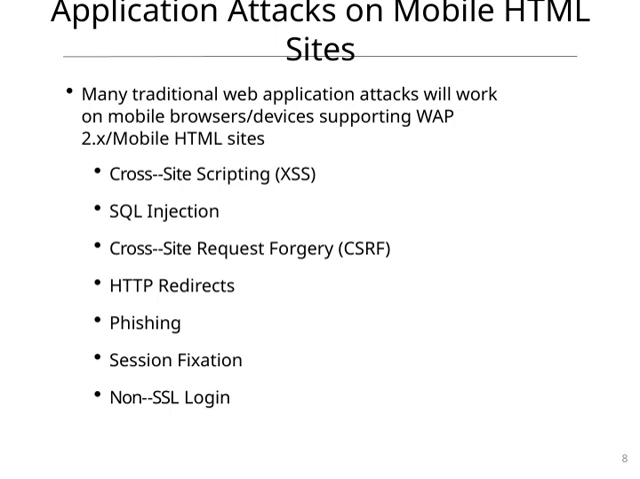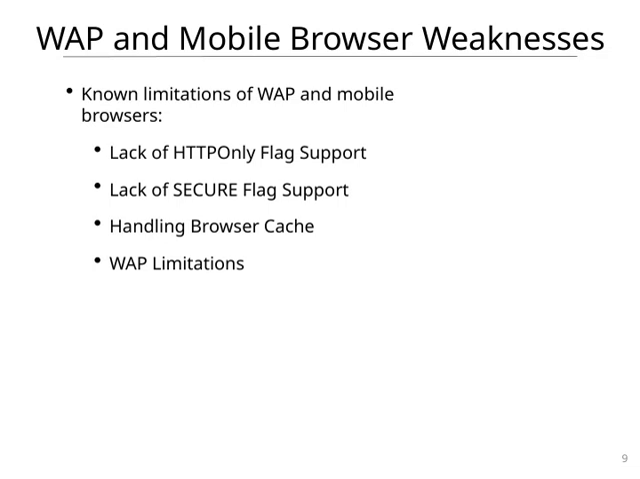Another important point is the issue of non-SSL logins. When sites don't encrypt login credentials with SSL, attackers can intercept sensitive data, and this vulnerability remains critical on mobile sites. Overall, the key takeaway here is that these attack vectors are not limited to traditional desktops. They are equally relevant and potentially more dangerous on mobile HTML sites, emphasizing the need for robust security measures across all platforms. Let's take a closer look at some of the weaknesses associated with WAP and mobile browsers.